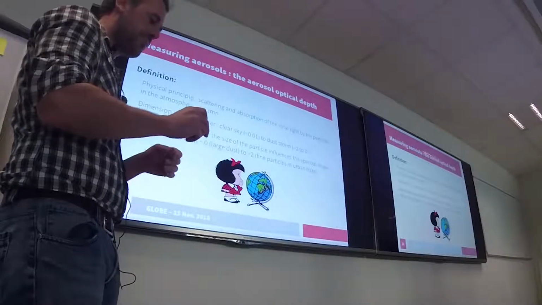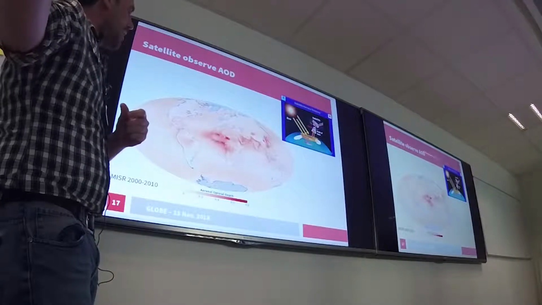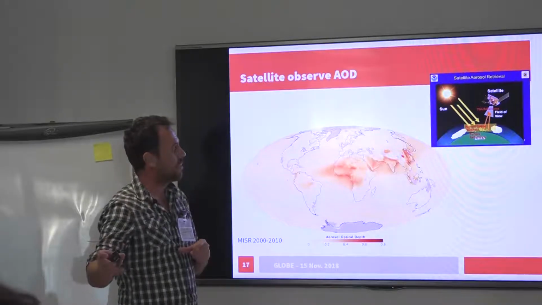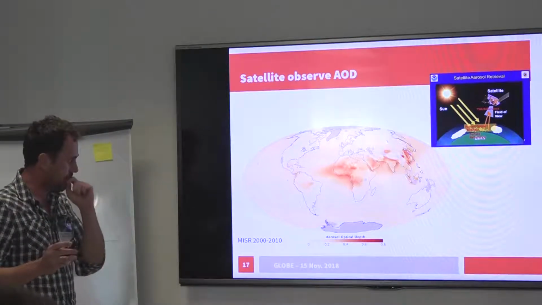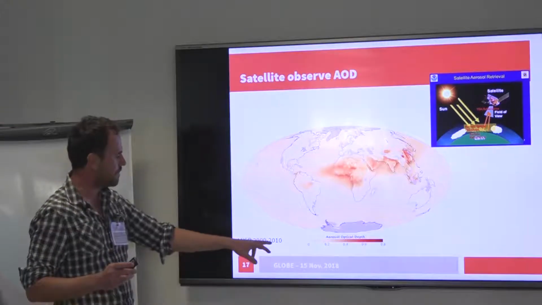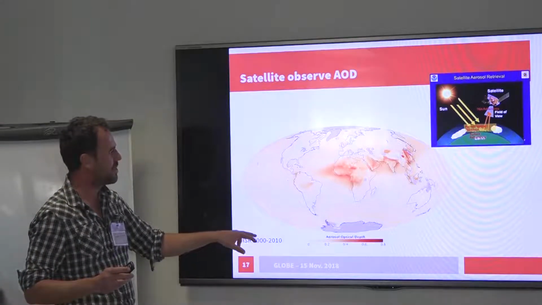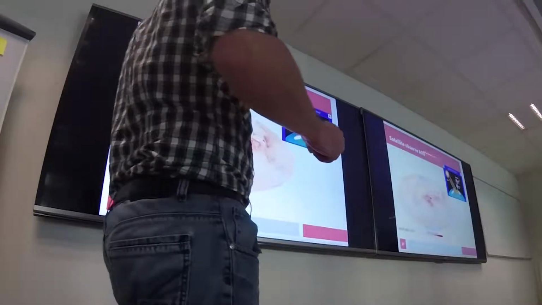And this is really important for the climate system. So this aerosol optical depth is one of the primary parameters observed by the satellite. And here you have a picture of the NASA satellite called MISR, showing you climatology for over 10 years of the aerosol optical depth. So this is reality, not model.